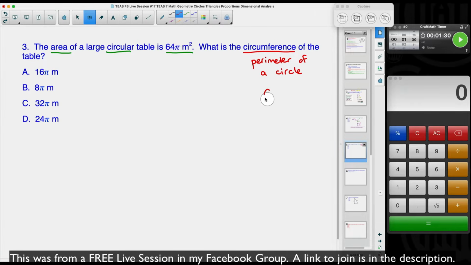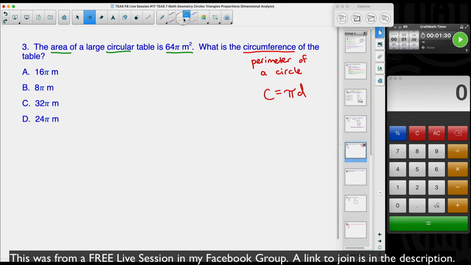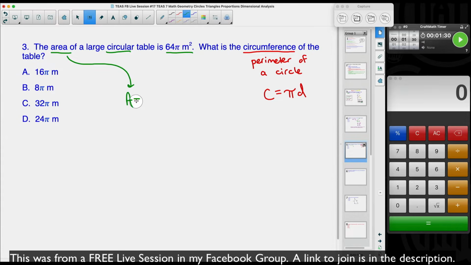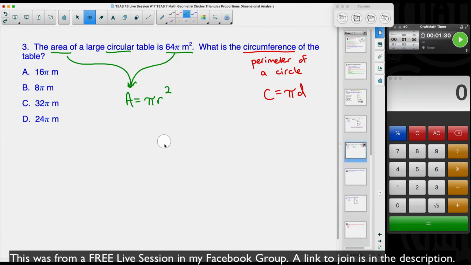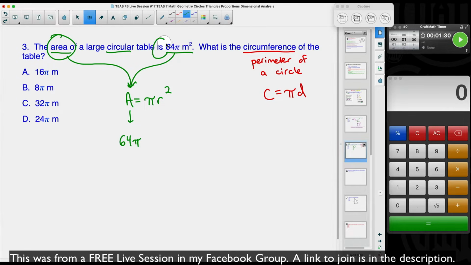Now, we cannot answer this question yet, because we don't know the diameter. Well, that's where we have to go back and maybe use some additional information. So what do we know? We know the area. We're given area equals pi r squared. And we are given the area. We know this area is equal to 64 pi. So I'm going to replace that A with 64 pi because that's what that sentence says. The area is this thing.